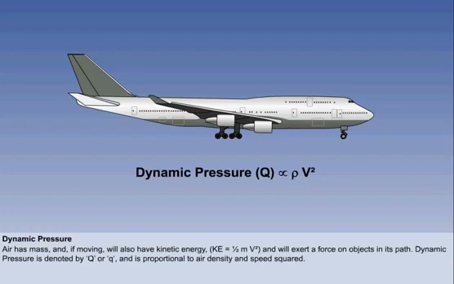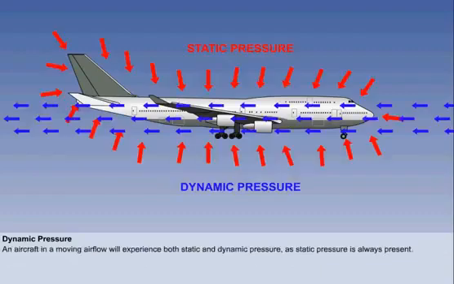The dynamic pressure is proportional to the density of the air and the square of the speed of the air flowing over the aircraft, and is denoted by the symbol Q, in either upper or lower case. An aircraft in a moving airflow will therefore experience both static and dynamic pressure, as static pressure is always present.